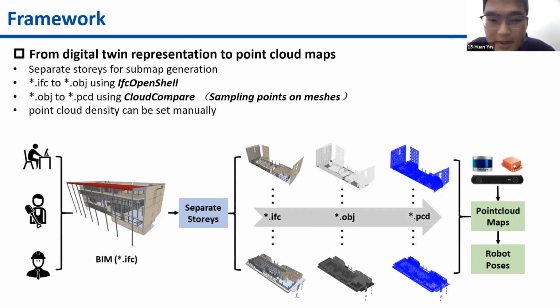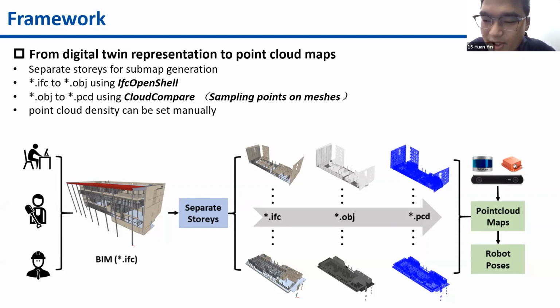Sorry for that. So in the first step, we convert the IFC file to OBJ file, but the OBJ file is not localization oriented. In robotics, people are doing localization on point clouds. So after that, we convert the OBJ to point cloud maps using CloudCompare. Specifically, we are sampling points on the meshes and this sampling density can be decided by human users. So this is the whole pipeline of our BIM-based map conversion.